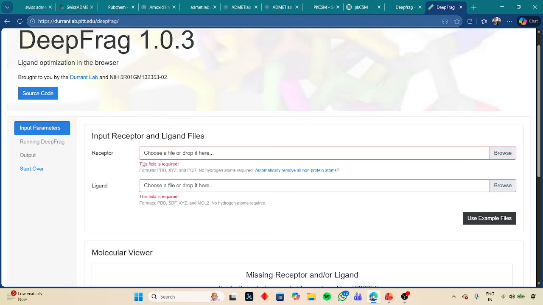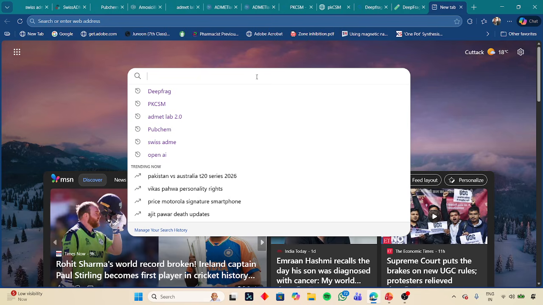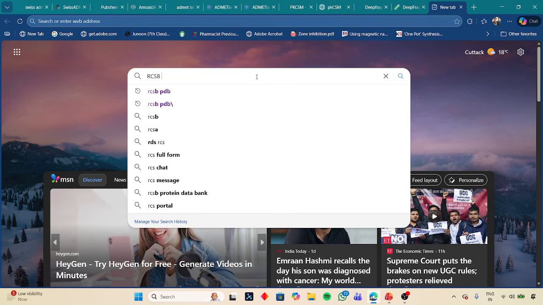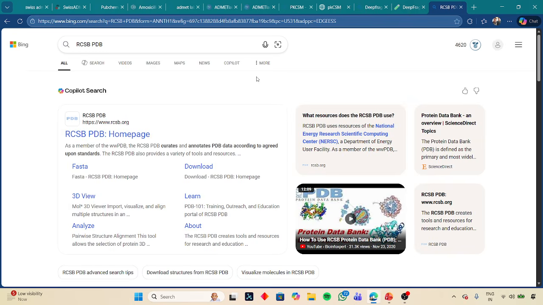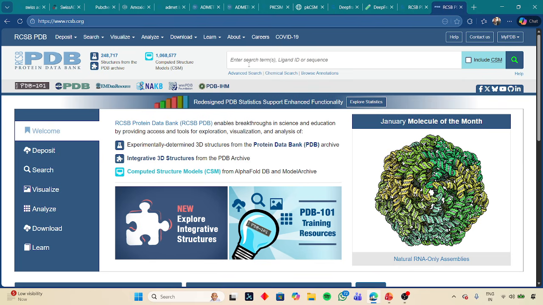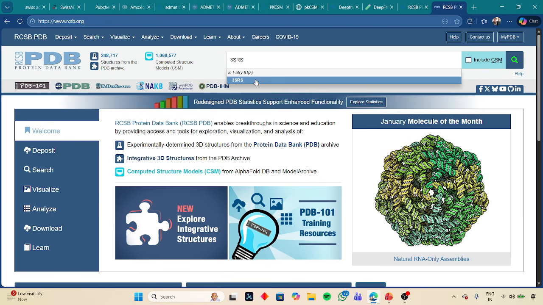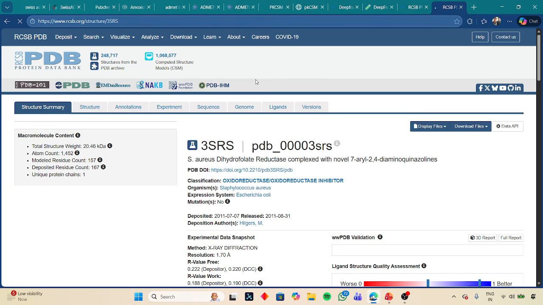Before that, we have to find the receptor. Basically, amoxicillin inhibits DNA gyrase. To download DNA gyrase, you simply go to the RCSB PDB database, the protein database. In the protein database, you can find all the desired proteins. You can search by the name of the protein, or through the PDB ID if you know it. I know the PDB ID, which is 3SRS. That is nothing but the PDB ID of dihydrofolate reductase.